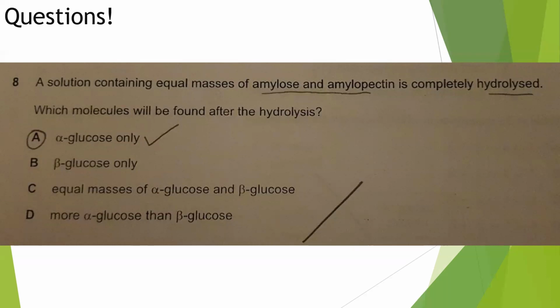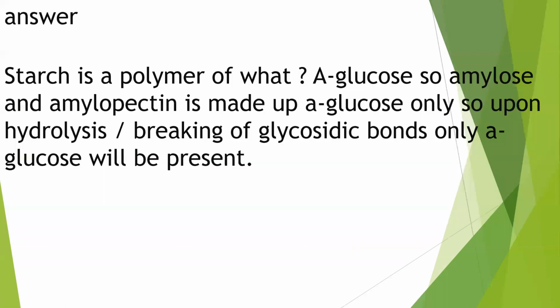Both of these compounds, amylose and amylopectin, are polymers of alpha glucose. So beta glucose will not be present. B, C, D are all wrong because they mention that beta glucose will be present, which makes no sense. So the answer is A. Starch is a polymer of what? Alpha glucose. Amylose and amylopectin are made up of alpha glucose.